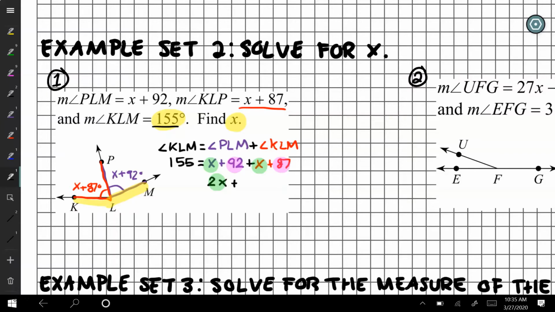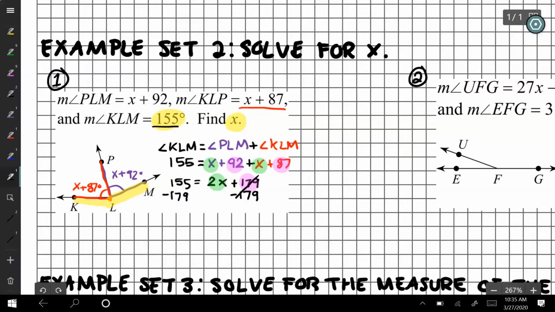92 plus 87 is 179, and those are our peaks added together, and all of this still equals 155. Alright, and now we just have a two-step equation. So we want to get x by itself. I'm going to start by subtracting that 179 from both sides.